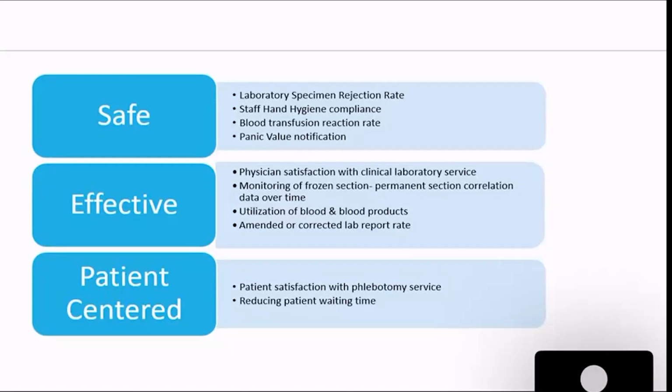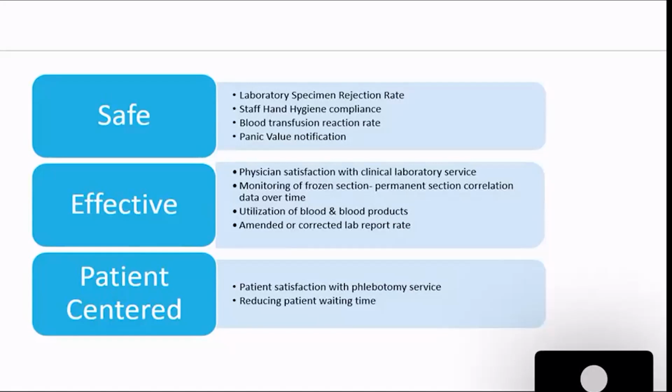Utilization of blood and blood products. Blood and blood products are very essential and vital requirements, so we need to make sure they are effectively utilized. It's not over-utilized, and we don't run out of stock for emergency transfusion. So this is also one of our key indicators, one of our performance measures, where we evaluate our blood banking effectiveness.